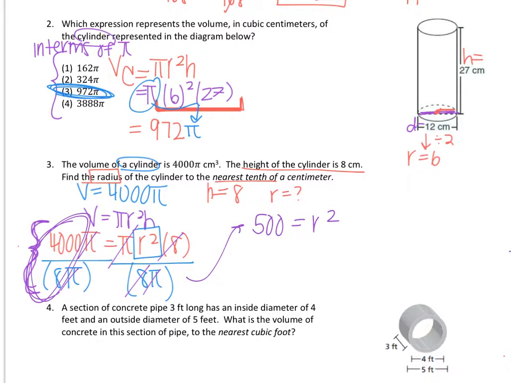equal to r squared. Now remember, our goal is to just get r, so we have to undo squaring by taking the square root of both sides. Type in your calculator square root of 500. And we get 22.3607. It does say to round to the nearest tenth, so take that 3, look to the right. The 6 is above a 5, which tells us to round up. So the radius here is 22.4.